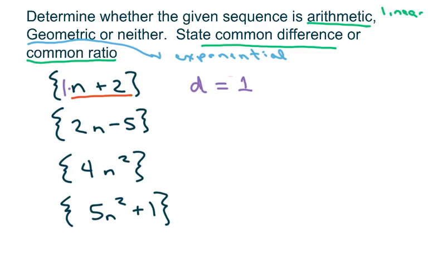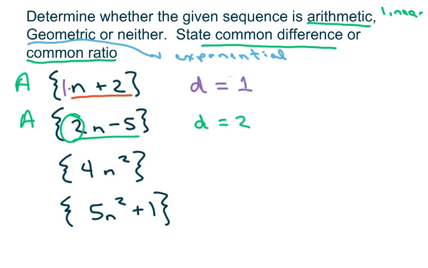You could also write it out. You write out the first term and second term and see the common difference as 1. But this goes faster if you do it this way. We know this looks linear, so it's arithmetic. Let me put A here for arithmetic. So the common difference is 2 because our slope is 2.